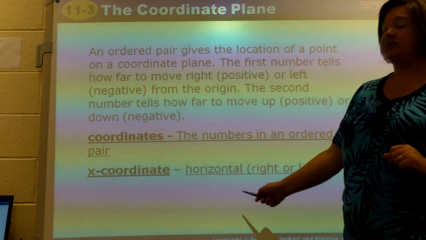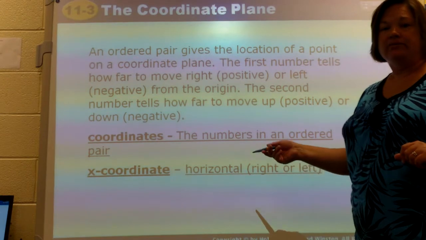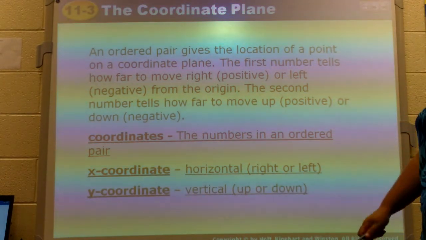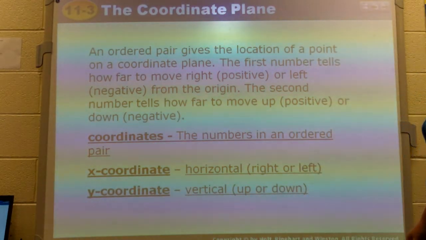The x-coordinate is the one that comes first, and it is going to tell you which way to move, right or left, on that coordinate plane. And then the y-coordinate is going to tell you which way to move, up or down, on the coordinate plane also.